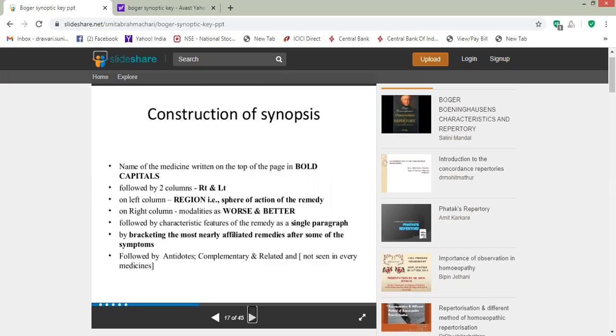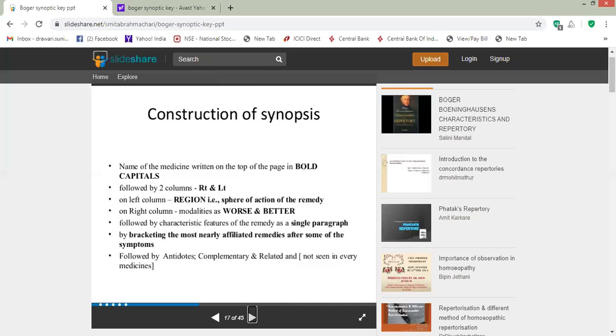How the synopsis part is constructed. In the synopsis part, the name of the medicine is written on the top of the page in bold capitals, and it is followed by two columns, right and left. On the left column, the region or sphere of action of the remedy is given, and on the right column the modalities, that is aggravation and amelioration, or worse and better, are given.